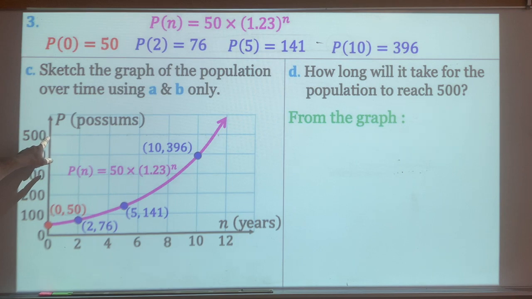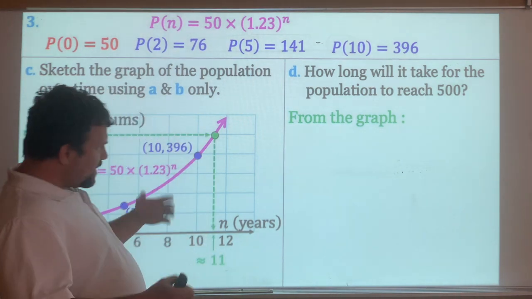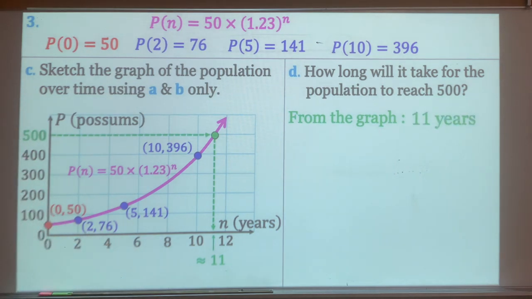If we use the graph, we're starting at 500. We go over to here, and we go down, and we're like, you know what? That's about 11, right? So about 11 years to reach 500 possums. But I want to be exact. I want to really be exact. So what I'm going to do is find my calculator, which I put down somewhere in the sheet room, and I'm going to use technology.